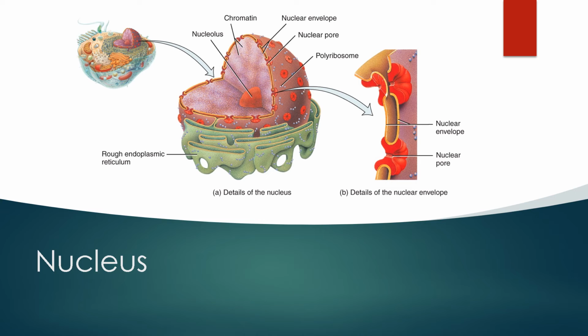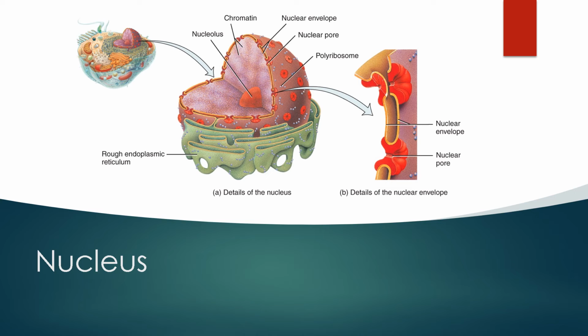Now moving on to the nucleus. This is a spherical or sometimes oval shaped organelle. It's usually the most prominent feature of a cell. Now most cells will have just one single nucleus, though there are a couple exceptions. For example, red blood cells, they have no nucleus. And skeletal muscle cells and some other cell types, they will have multiple nuclei in each cell.